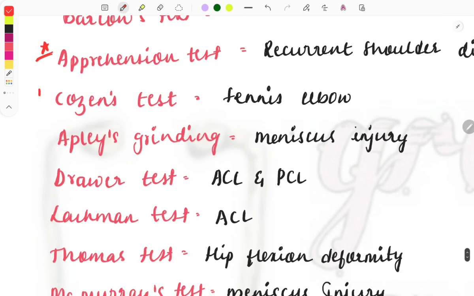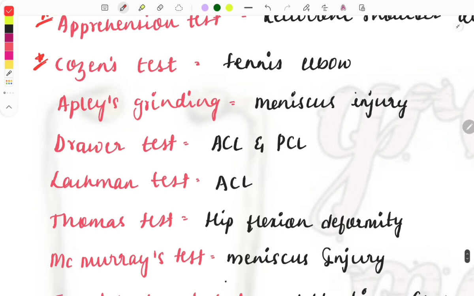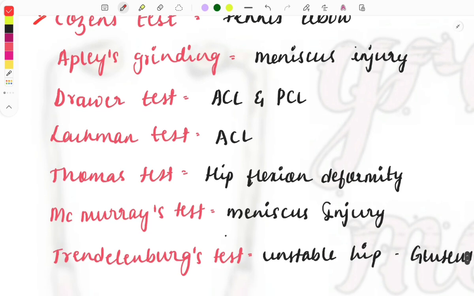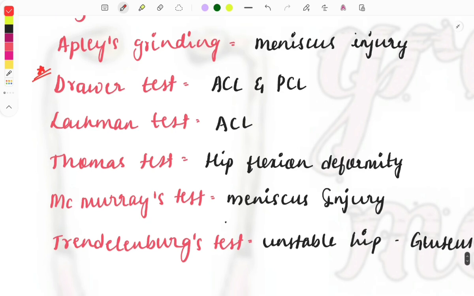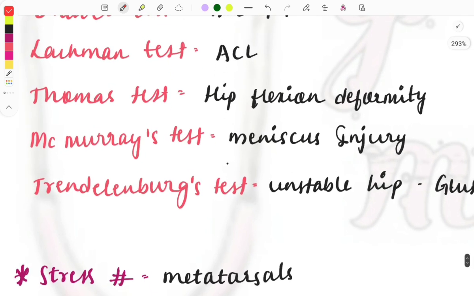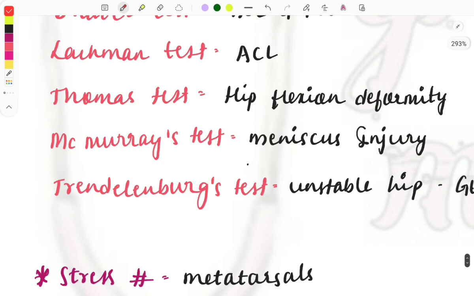Then the Cozen's test, so this was also a PYQ, and this is done for the tennis elbow. Apley's grinding test is done for the meniscus injury. Trower test, again an important test. This is done for the ACL and PCL, that is the cruciate ligaments, to look for injury of the cruciate ligaments. And the Lachman test is done for the anterior cruciate ligament injury. Thomas test is done for the hip flexion deformity.